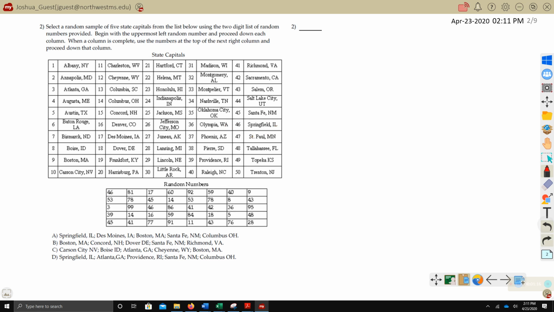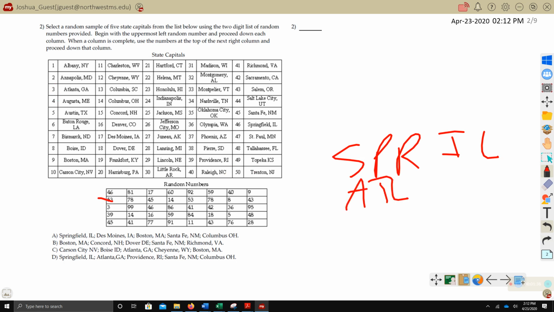All right, so we have Springfield, Illinois. I probably should have written that higher, but anyway, 53. If we look at 53, it stops at 50, so 53 is not on there, so we don't worry about that one. Let's skip 53. And then 3. 3 is this one, Atlanta, Georgia, right? So Atlanta is our next one. 39 is right here, Providence, Rhode Island.